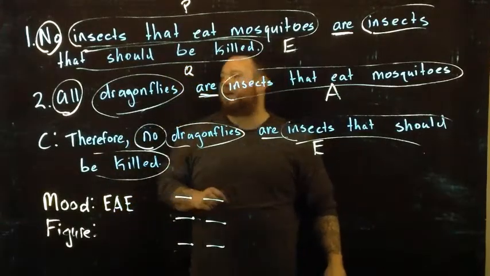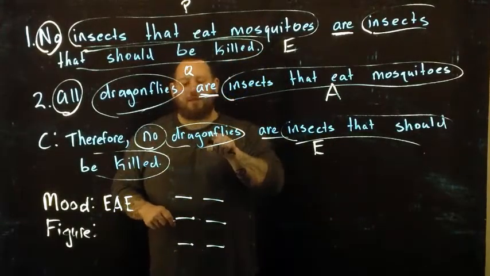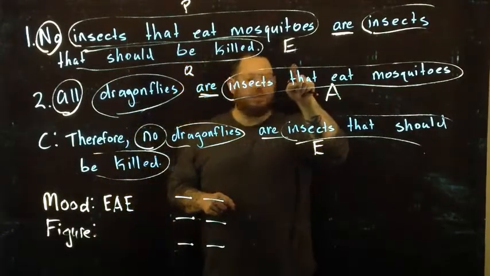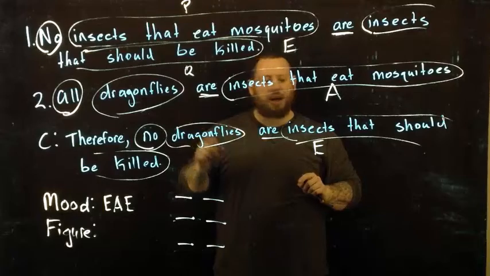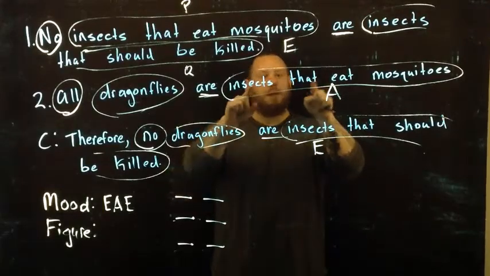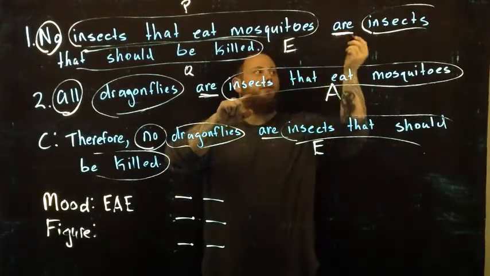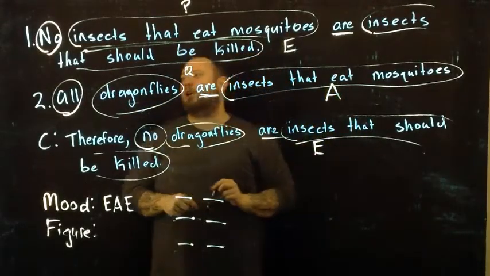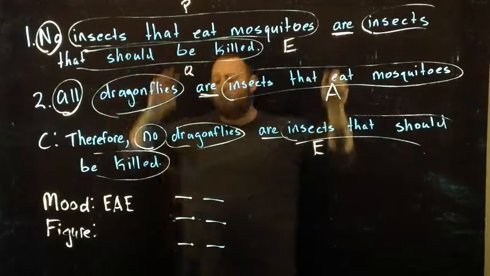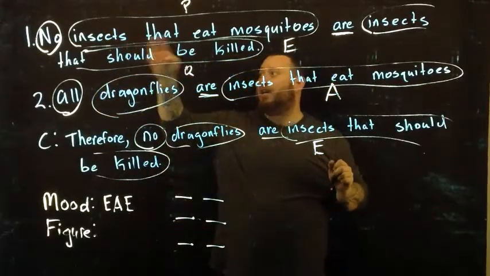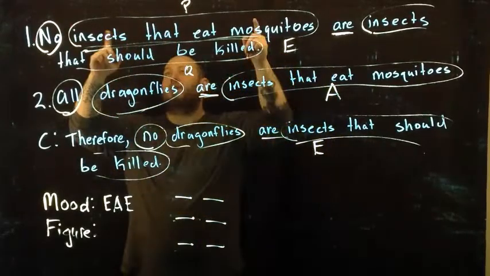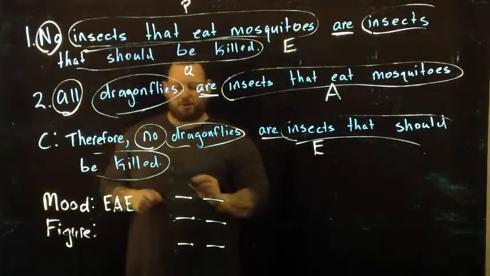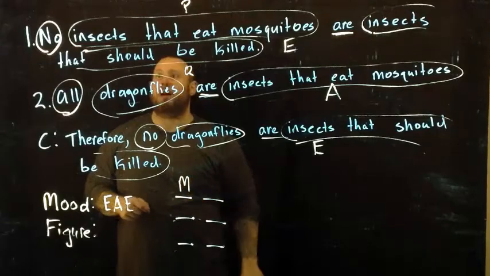So now we need to look back. Dragonflies, well, we have dragonflies in the conclusion, so we know that's not our middle term. Insects that eat mosquitoes, well, it's not dragonflies or insects that should be killed, so this might be our middle term. Does it show up in our first premise? Insects that eat mosquitoes. Good, so we know that this is our middle term. And now we need to decide where it shows up in each statement. It is the first term, insects that eat mosquitoes, in our first premise. So we put M in the first spot here.